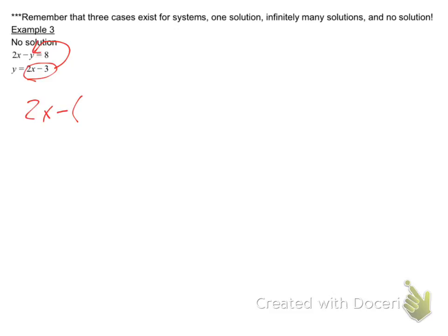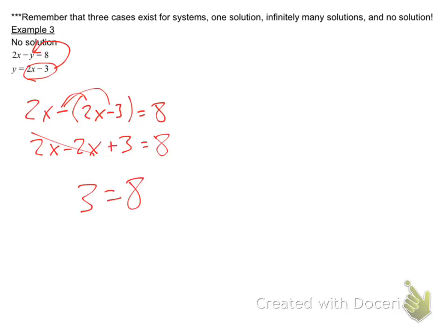So, hence, placing that into y: 2x minus 2x minus 3 equals 8. Distribute the negative. Minus 2x plus 3 equals 8. Those cancel. When does 3 equal 8? Never. That means no solution. Done. Guys, when does it happen that there's no solution for two lines? When they are parallel.